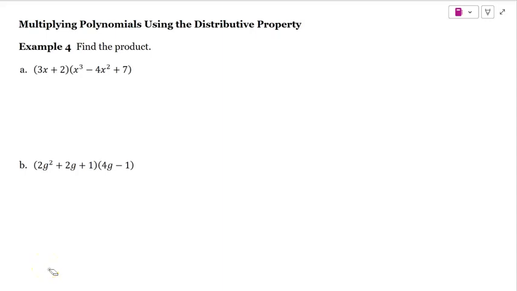Multiplying polynomials using the distributive property. When I multiply two polynomials together, I have to start by taking the first term and systematically multiplying it by everything that comes in the second polynomial. And then I will switch to the second term and multiply it by everything that's in the second polynomial.